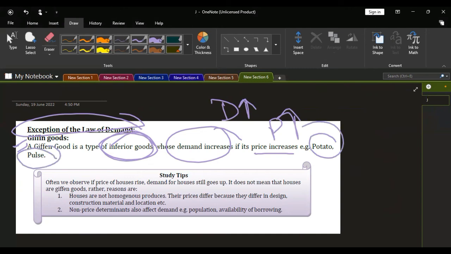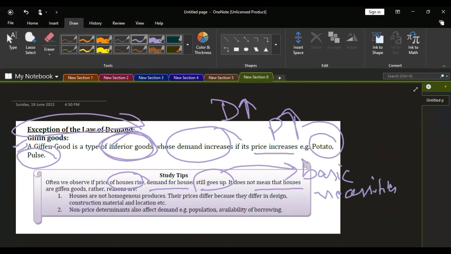Often you observe that if the price of houses rises, demand of houses still does not change because it falls under the basic necessities of life. It does not mean that houses are Giffen goods. The reason is houses are non-homogeneous goods. Their prices differ because they differ in design, construction, material, and location. Non-price determinants are also demands, effective population, ability of borrowing.